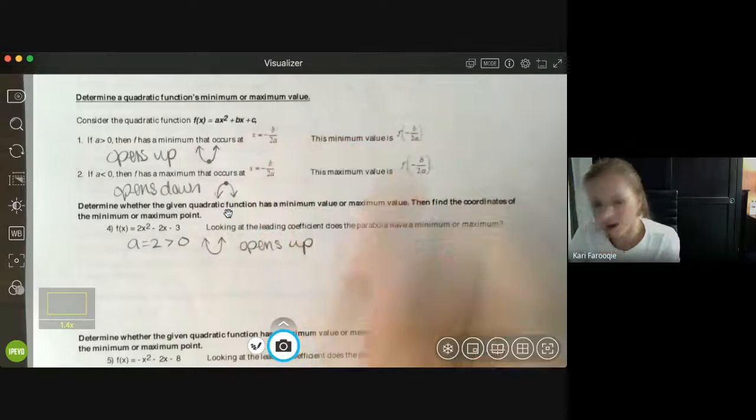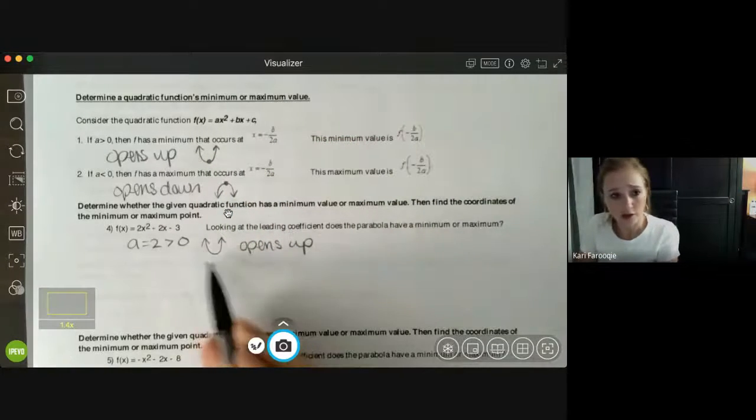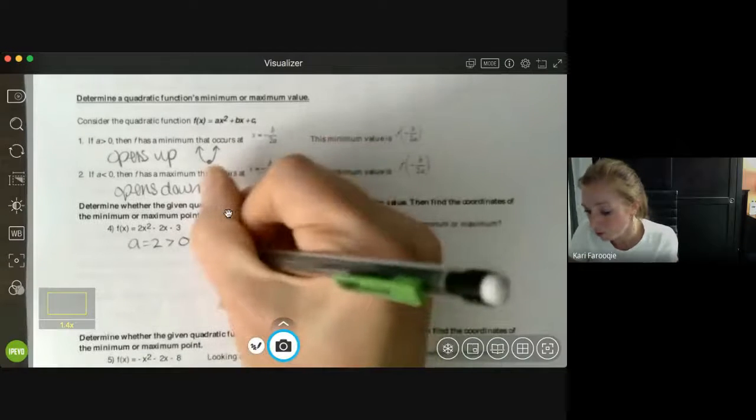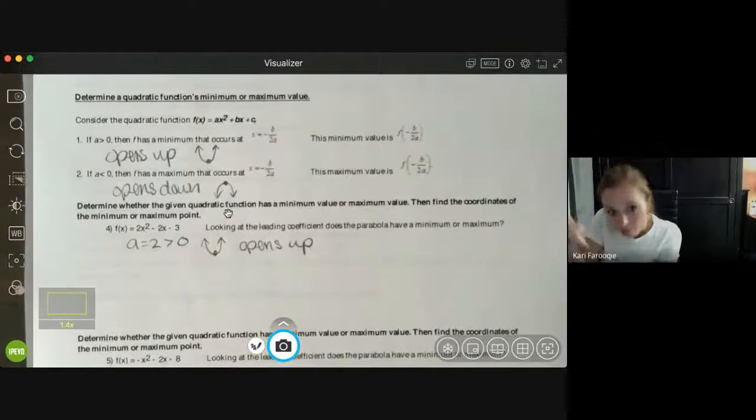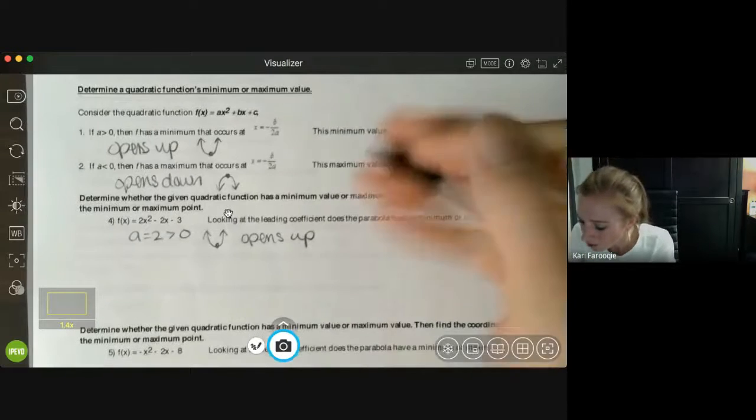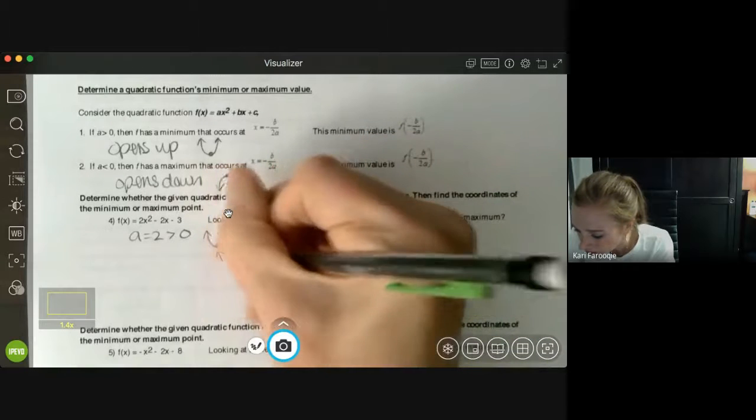A lot of times it just helps to draw a little tiny parabola that opens up, and then you kind of know, okay, if it opens up, it must be the case that we have a minimum value. It's only going to go down so far, but we won't have a maximum value. It's going to keep going up and up forever. So we must have a minimum value.